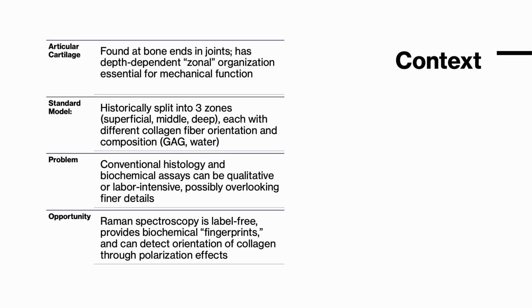However, conventional techniques like histology with dyes or biochemical assays of proteoglycan content often provide only a snapshot or approximate quantification, potentially missing more subtle gradations across the thickness. Raman spectroscopy, which detects inelastic scattering of light at vibrational frequencies specific to different molecular bonds, offers a far more detailed analysis that does not require staining or destructive sample preparation. This possibility prompted the authors to investigate whether additional zonal layers might exist beyond the familiar three-zone framework.